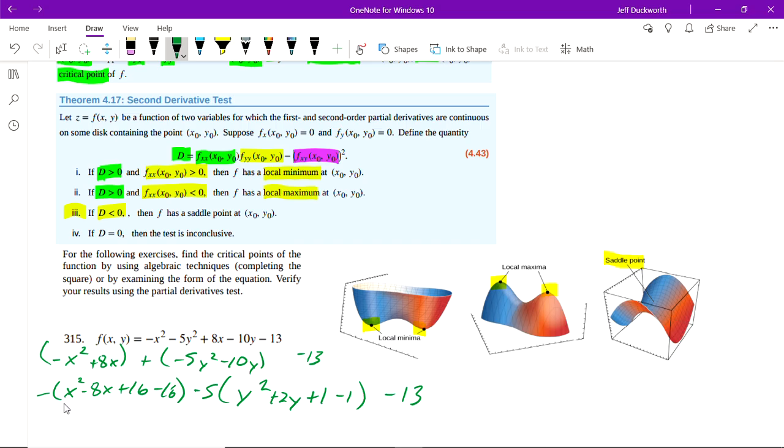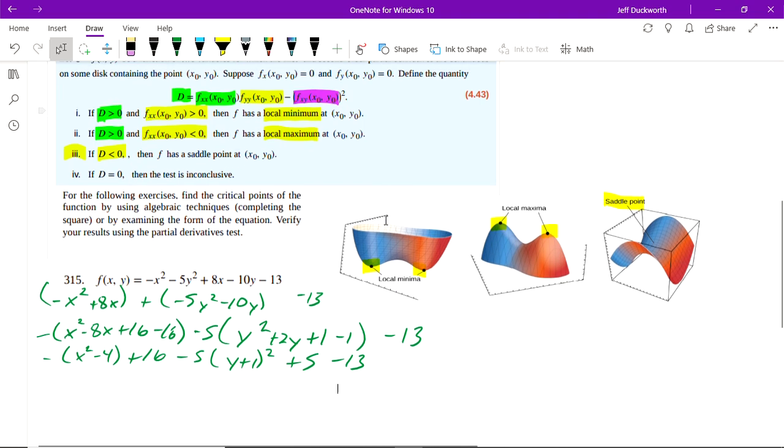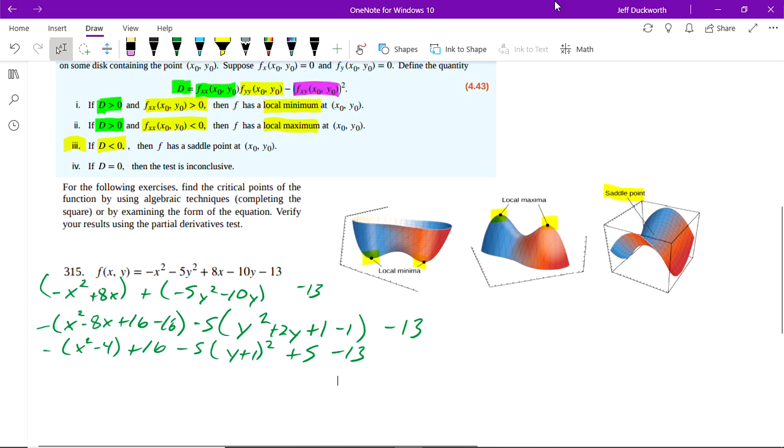And now let's do the squaring and distributing the negatives. So it's negative quantity x minus 4 squared. And then negative times negative 16 is plus 16. Negative 5 times the quantity y plus 1 squared. And then negative 5 times negative 1 is positive 5. Scroll down just a little bit here. And this ultimately gives us 16 plus 5 minus 13, and what do we have here? Positive 8 is what we have left.